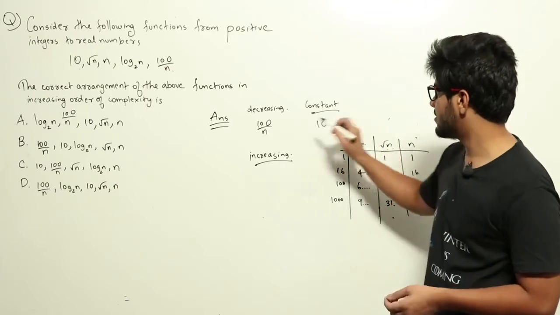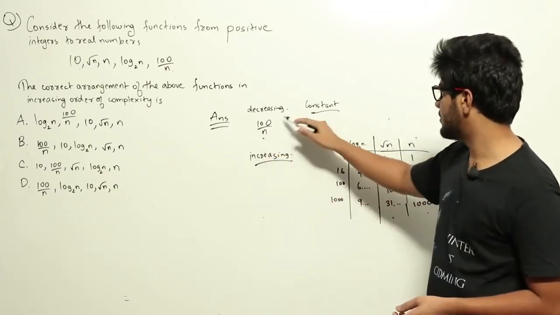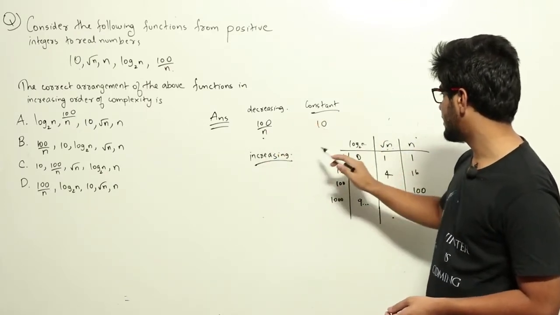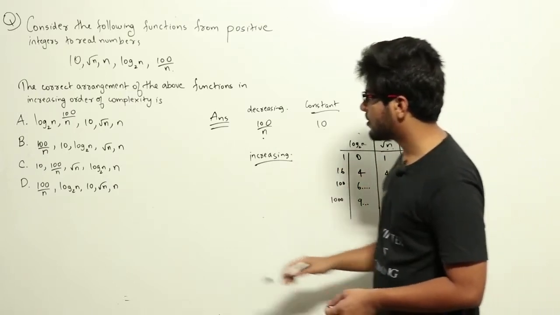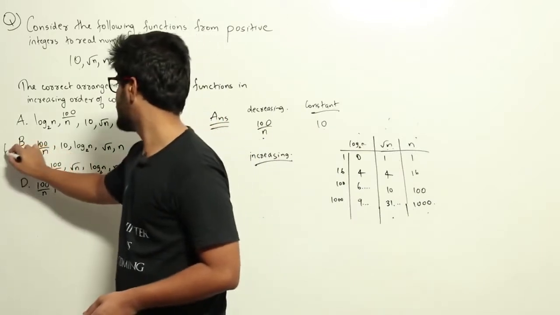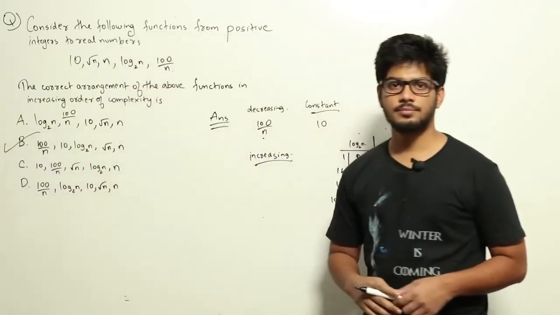So the correct order is 100 by n first, which is decreasing, then the constant 10, then in the increasing part log to the base 2 n, root n and n. So the correct answer here is option B.